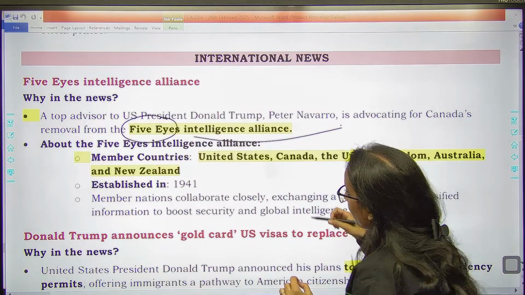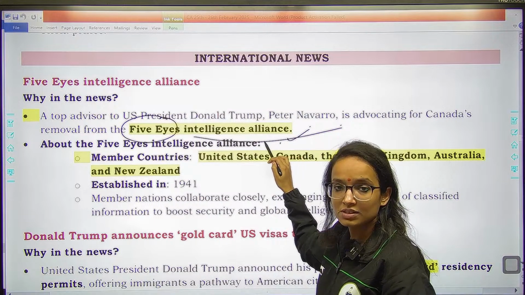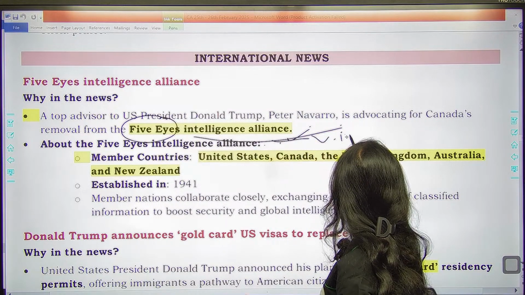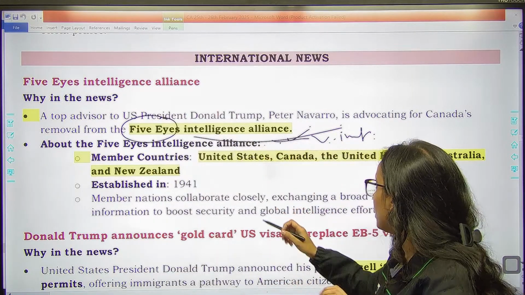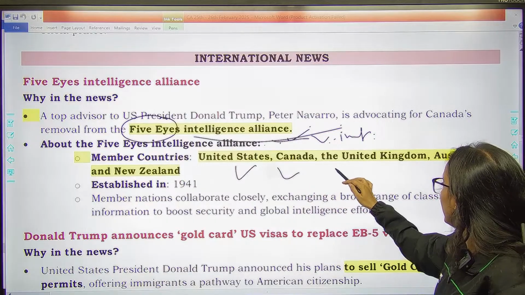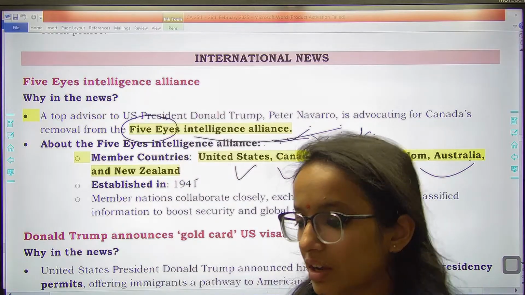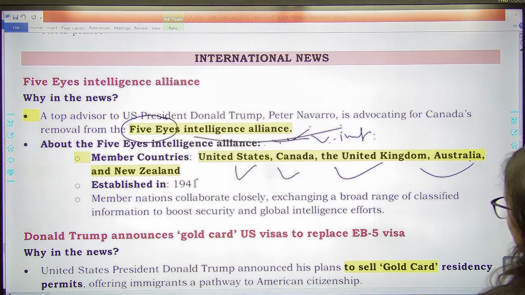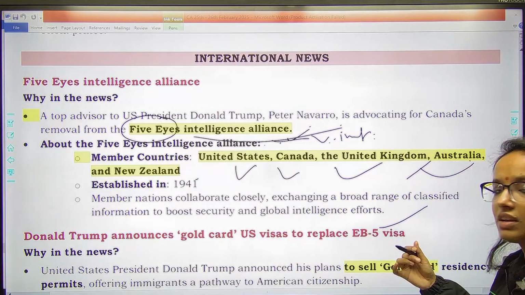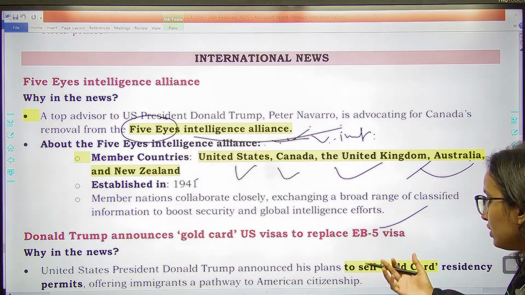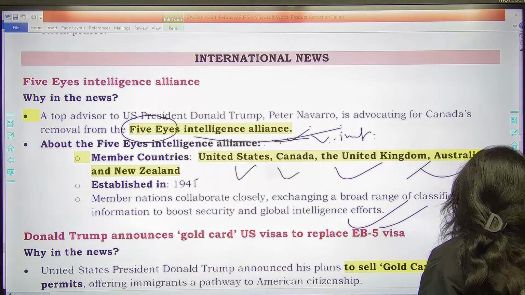What is the Five Eyes Intelligence Alliance? Member countries you need to remember, because this alliance is new, so I'm telling you this is very, very important. Remember the countries on your fingertips, right? So first, United States, Canada, of course, then UK, Australia, and New Zealand. US, Canada, UK, Australia, and New Zealand. 1941 में establish किया गया था. They have collaborated so far on security, global intelligence efforts and all, right? So this is the Five Eyes Intelligence Alliance.